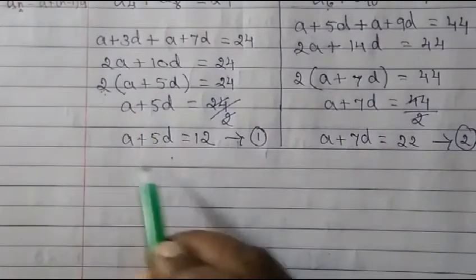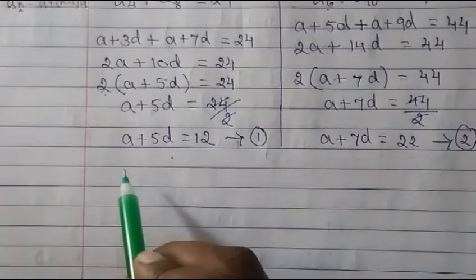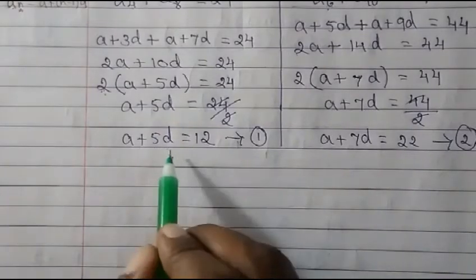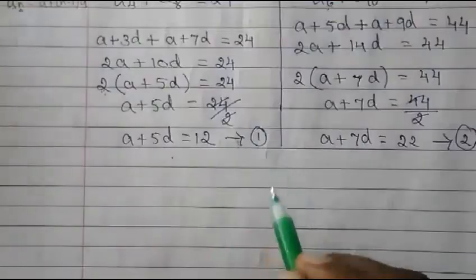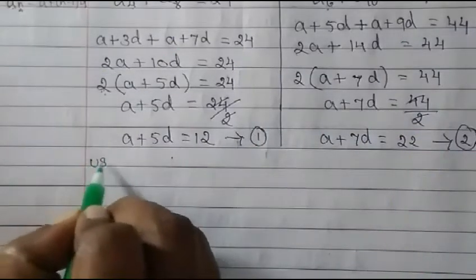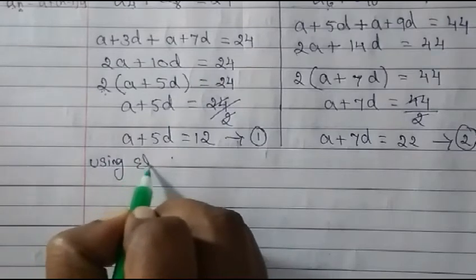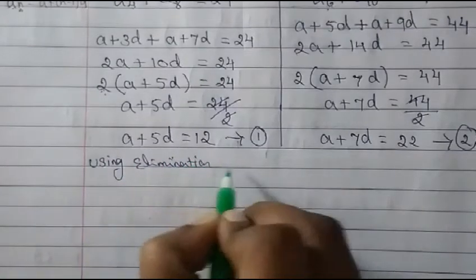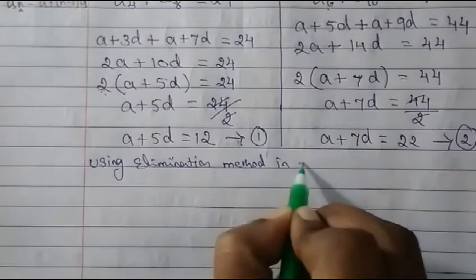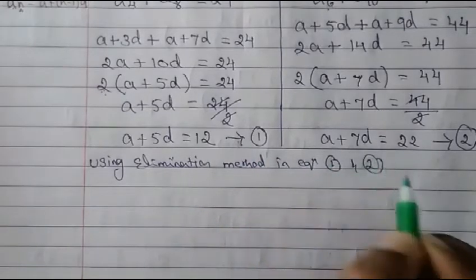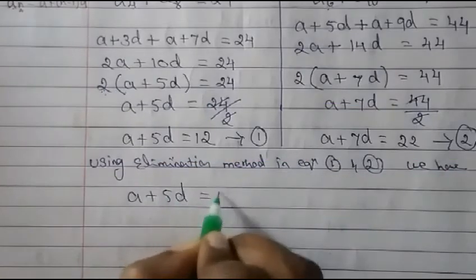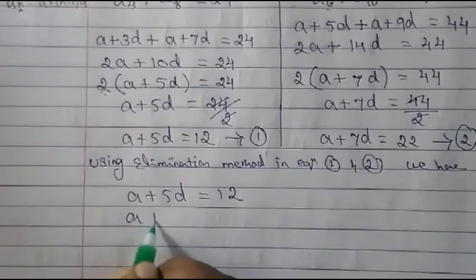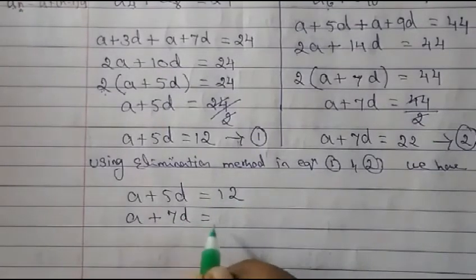Now how will we find out the a value and d value? That I already told you, in questions 6, 7, 8 we have seen it. So the elimination method. Using the elimination method, any one variable we can eliminate and get the d value. So using the elimination method, in equations 1 and 2 we have a plus 5d equal to 12 and then a plus 7d equal to 22.